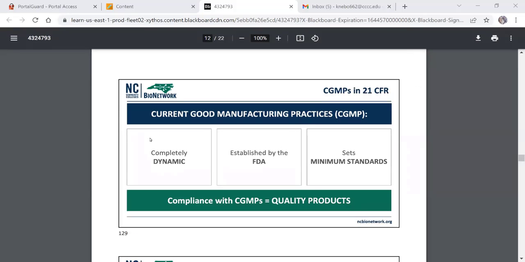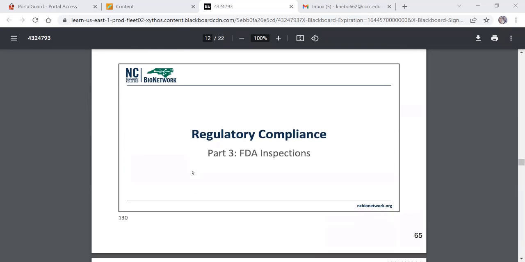So CGMPs and 21 CFR. Current good manufacturing practices, or CGMP, are completely dynamic. They're established by the FDA and it sets the minimum standards. So ultimately, compliance with CGMPs equals quality products. And if not, your product is deemed to be not quality.